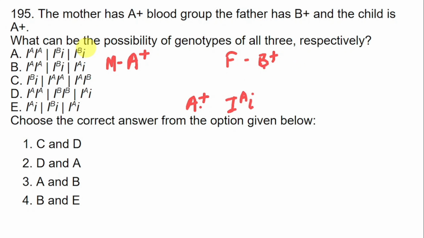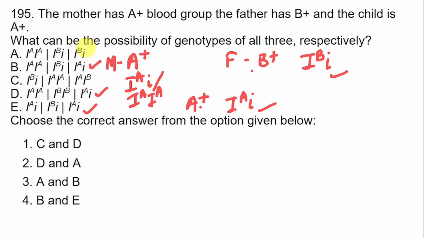So the father definitely will be heterozygous. Mother, we are not sure whether she is heterozygous or not. So both are possible with mother, but this is confirmed. So we will look for heterozygous child. Heterozygous A is here. Heterozygous A is here and here.